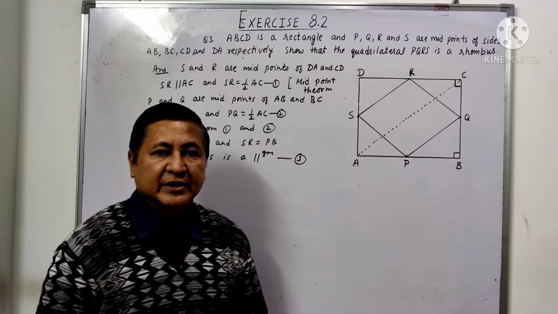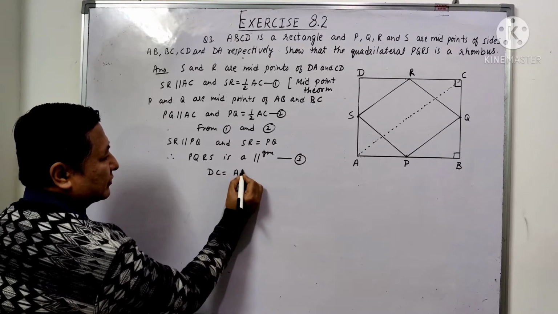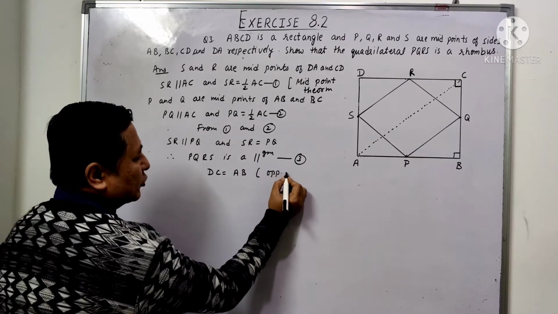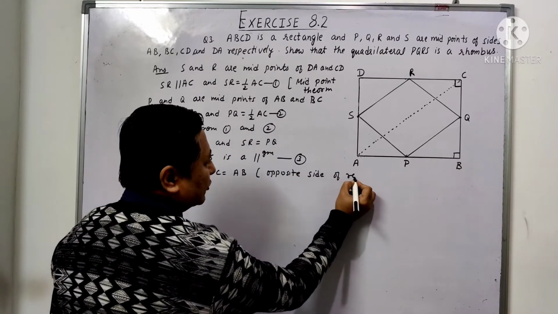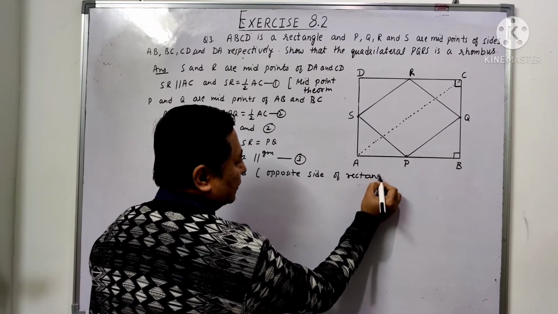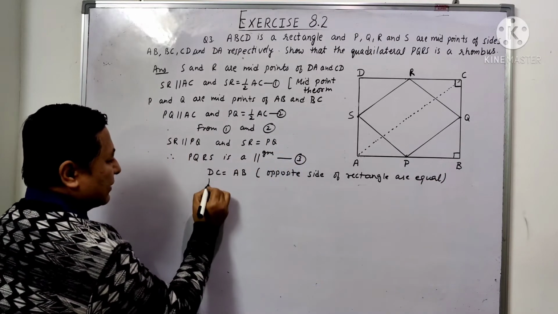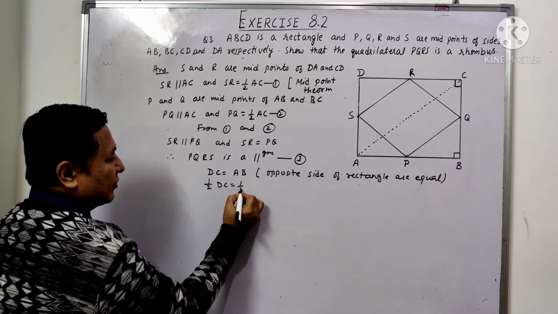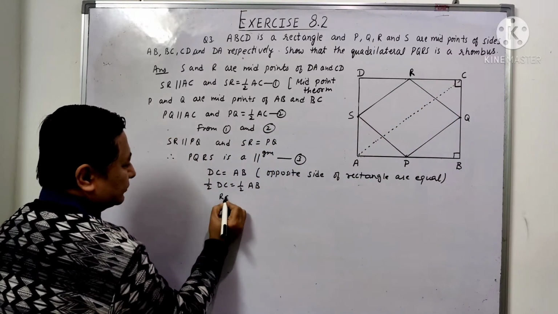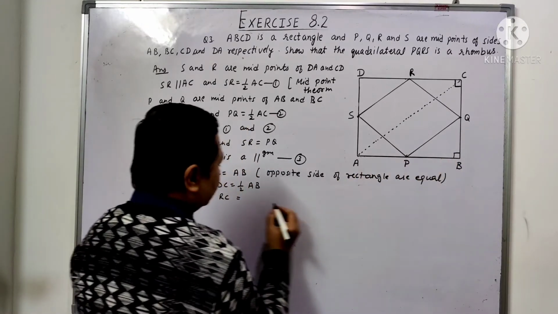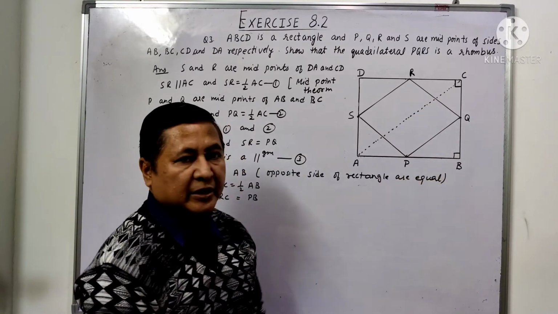Now we'll prove that adjacent sides are equal. For that we'll take DC is equal to AB, and we know the reason: opposite sides of a rectangle are equal. So since they are equal, half of DC will also be equal to half of AB. So half of BC is equal to RC and half of AB is equal to PB. So now we have proved that RC and PB are equal.